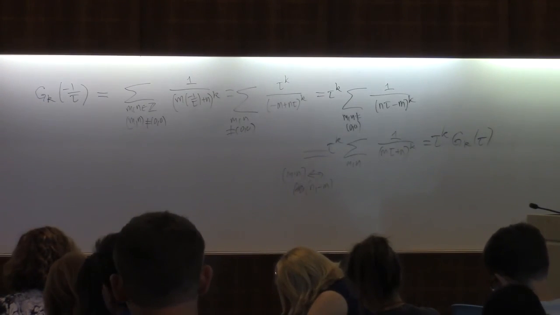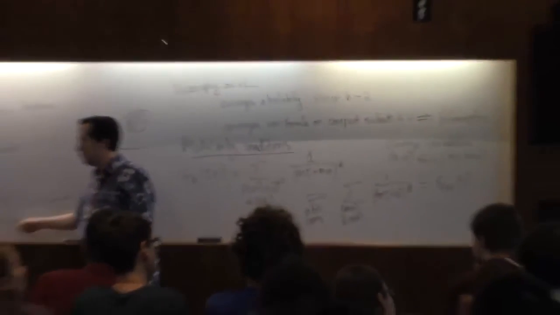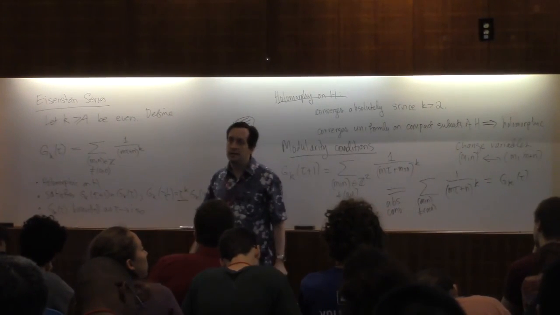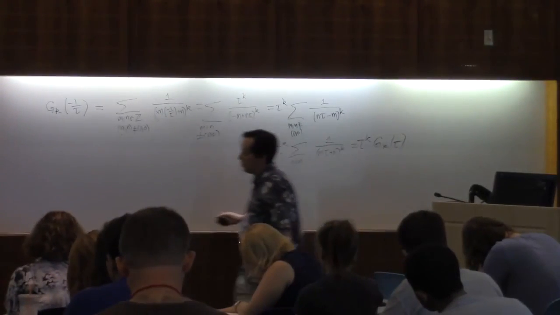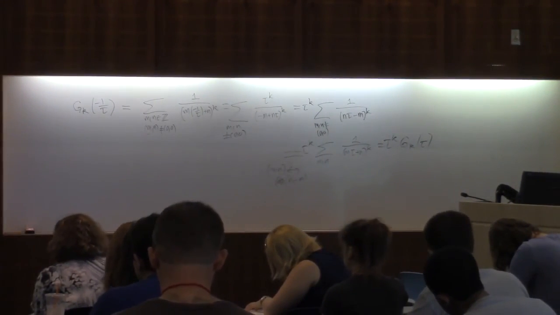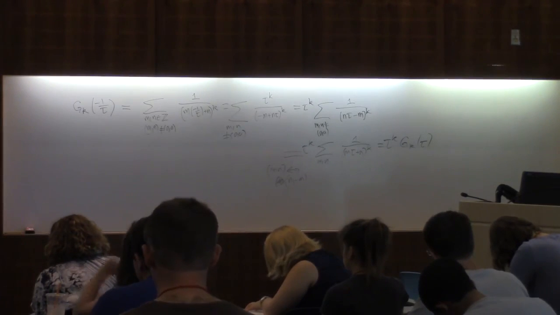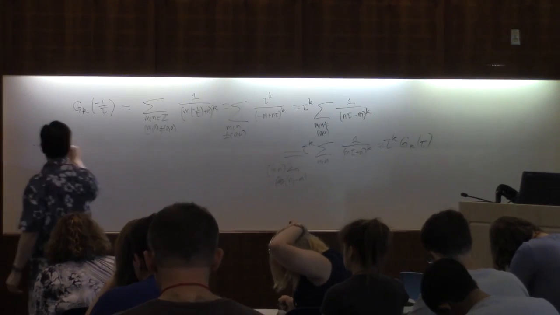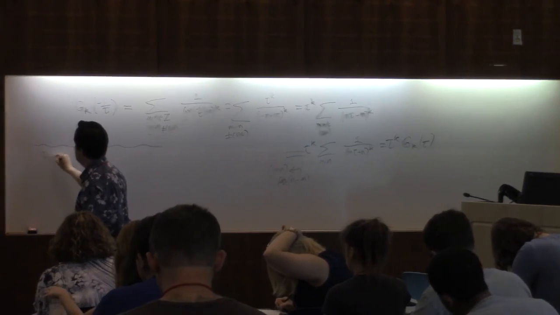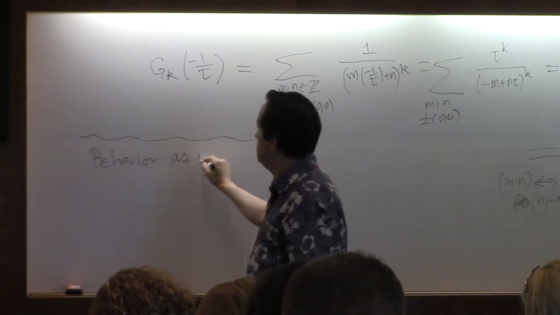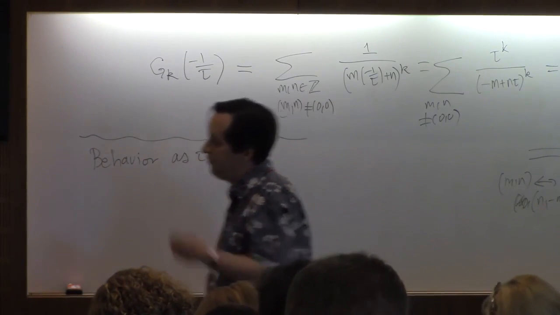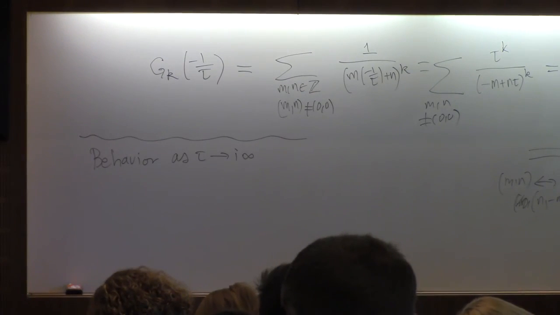Whoops, not quite. I want to check the behavior at infinity as tau gets big. And again, this is a serious analytic issue. How do you study the behavior of this series as tau gets large? So I will suggest how to think about this. I'm not going to go into the details too much. So can we figure out how this behaves? How does this series behave as tau gets big?